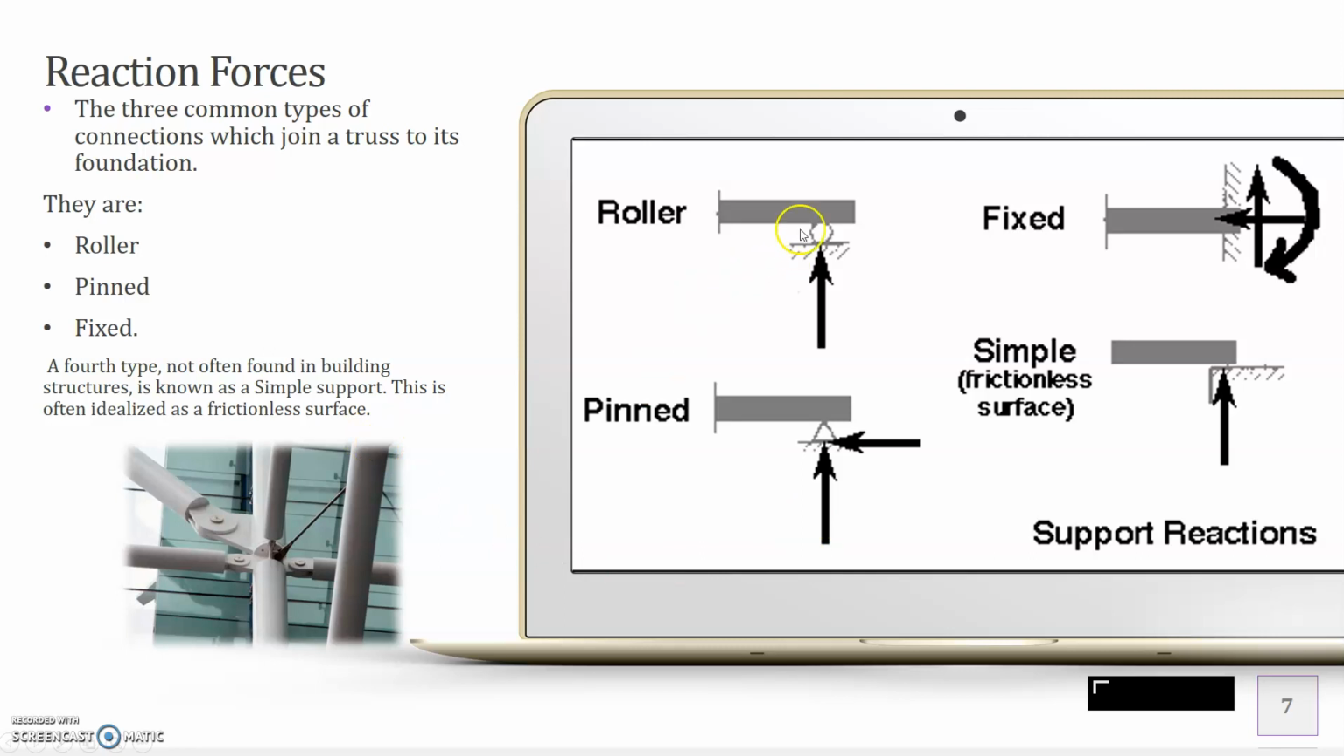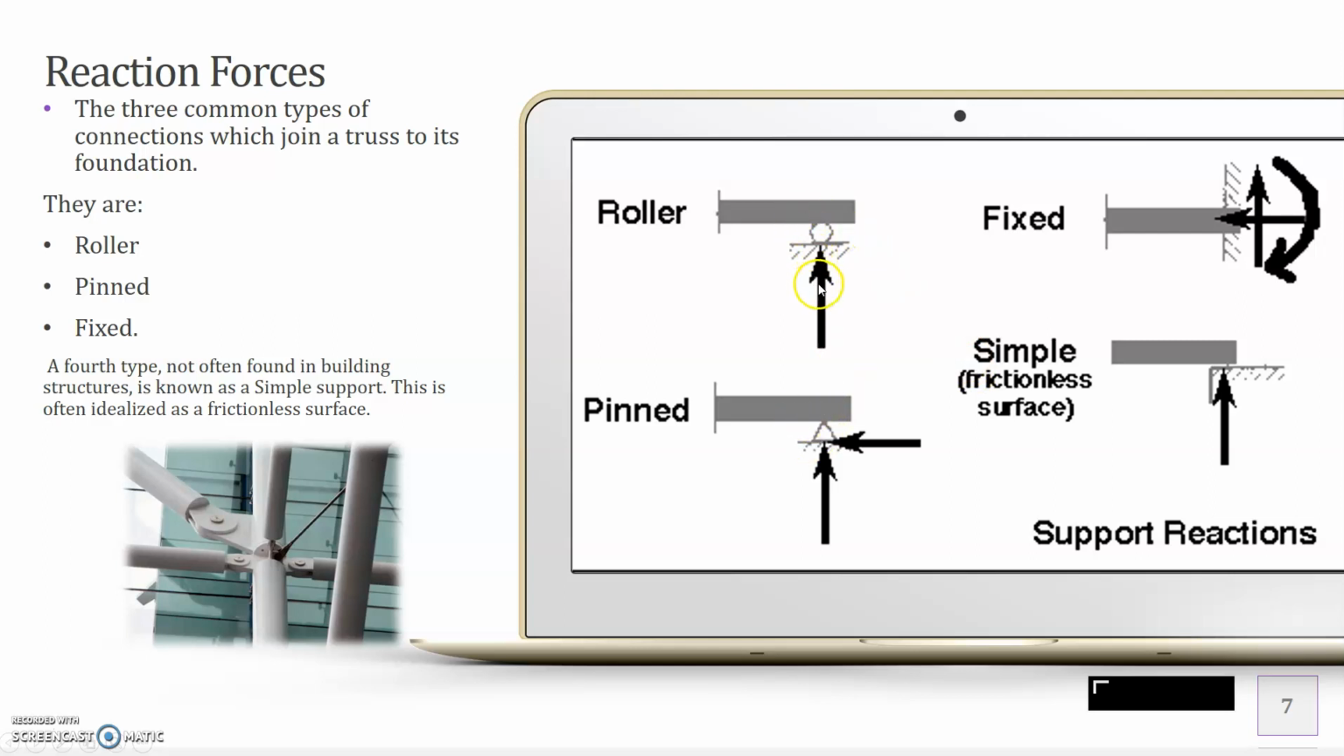We draw rollers with a circle with a line and a little bunch of hashes underneath it. That represents the ground, and this is a roller. A pin is represented by a triangle attached to the hashes. A fixed support goes straight into the wall, and then there's the simple one, which we won't deal with. The fixed and simple we won't deal with in this, but you will see them later on if you go on into civil engineering or mechanical engineering. So rollers and pins are what we deal with.